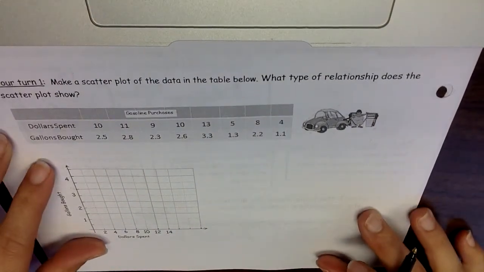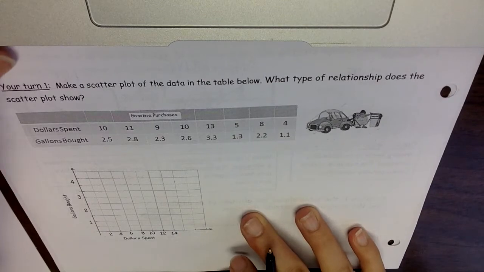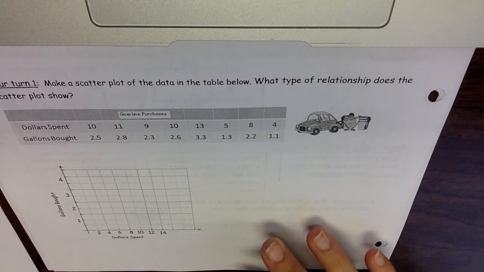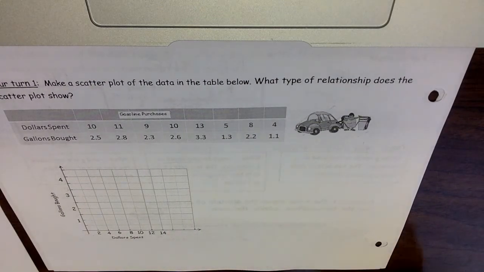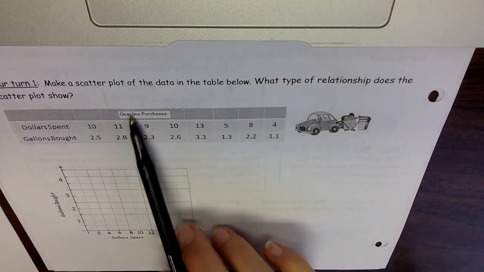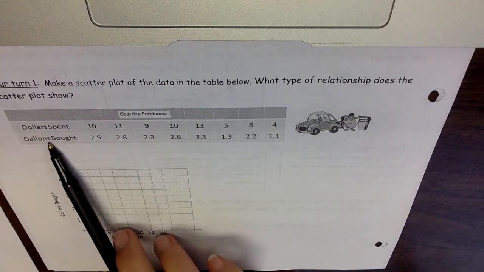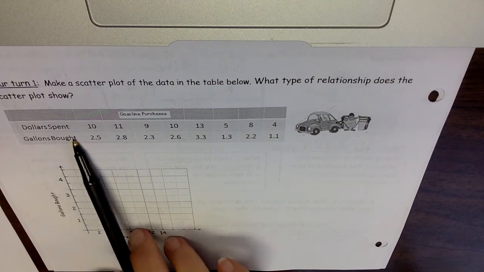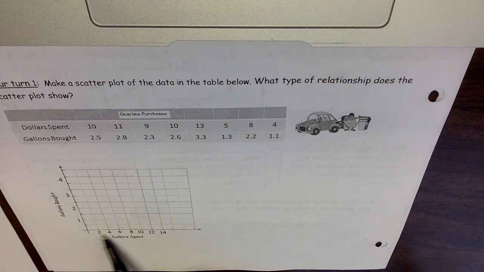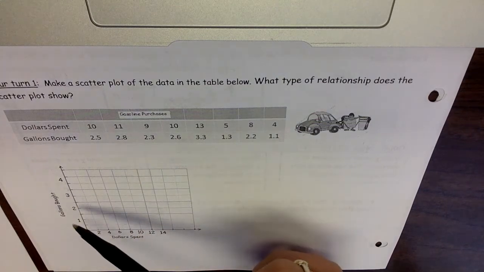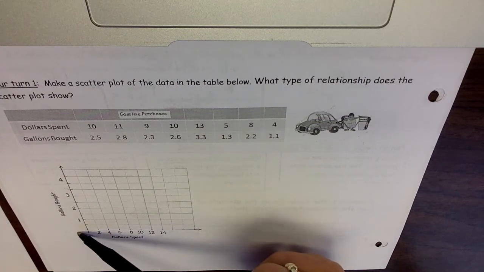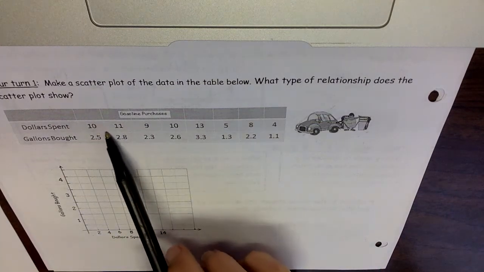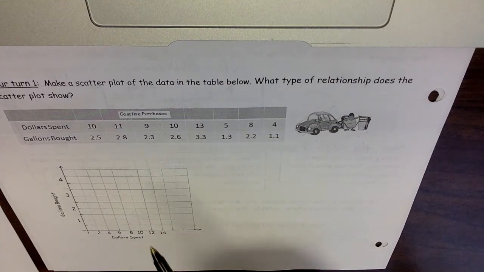Your turn number 1. Make a scatter plot of the data in the table below. What type of relationship does the scatter plot show? So again, we are having gasoline purchases. Dollars spent, gasoline gallons bought. Dollars spent is our X, so it's on the X-axis. Gasoline bought is our Y variable. And we just need to plot these numbers. So you go ahead and start plotting them.